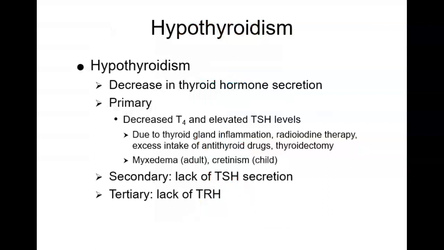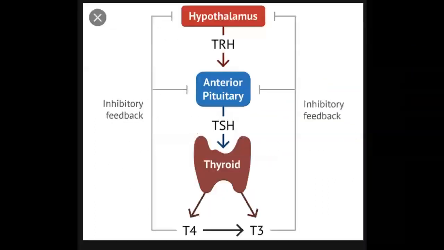Hypothyroidism is a decrease in thyroid hormone secretion. Hypothyroidism can have a primary cause when there's a problem with the thyroid itself, a secondary cause due to lack of TSH from the anterior pituitary gland, or a tertiary cause due to lack of TRH from the hypothalamus due to a hypothalamus disorder. Primary hypothyroidism, a problem with the thyroid gland itself secreting the T4 and T3, occurs most frequently.